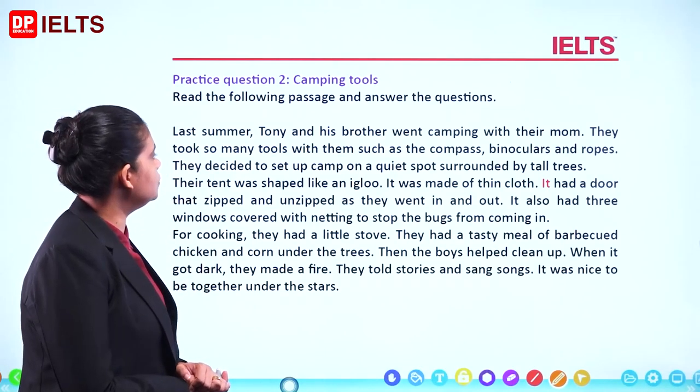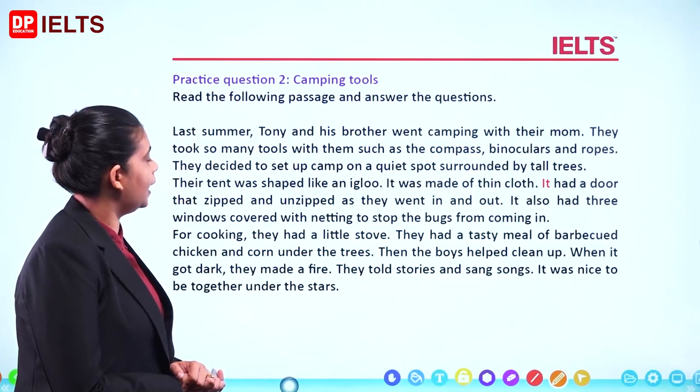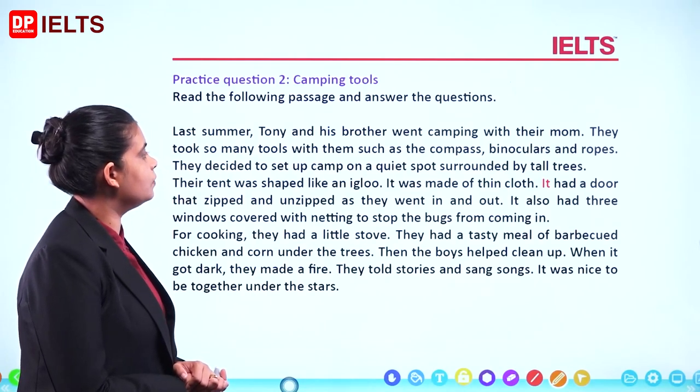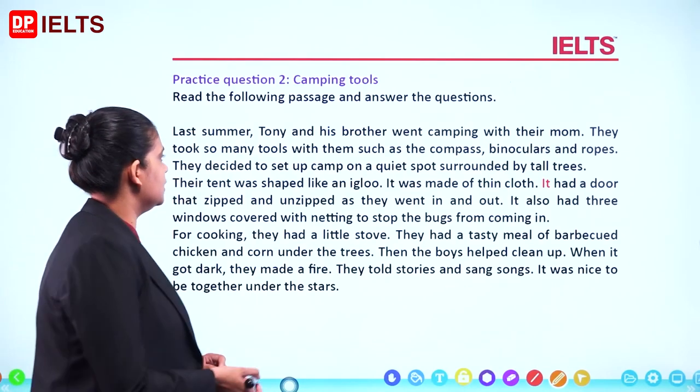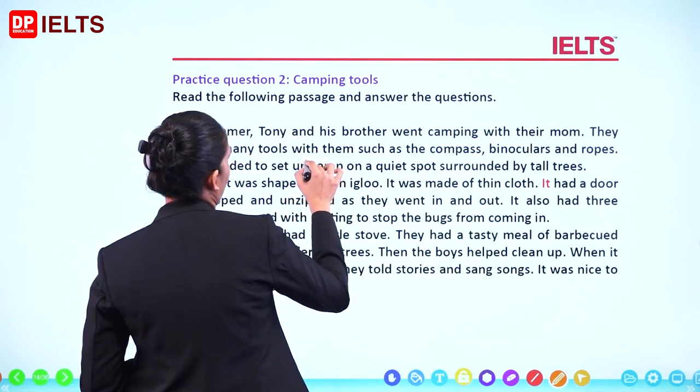They decided to set up a camp on a quiet spot surrounded by trees. So they decided to set up a camp, okay?